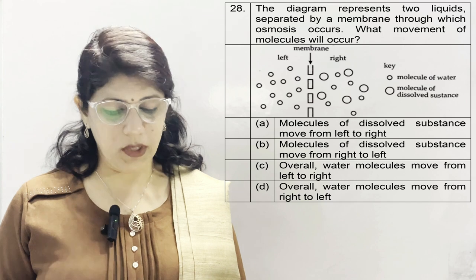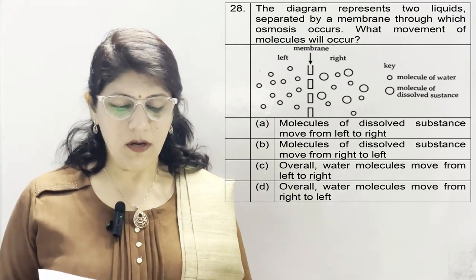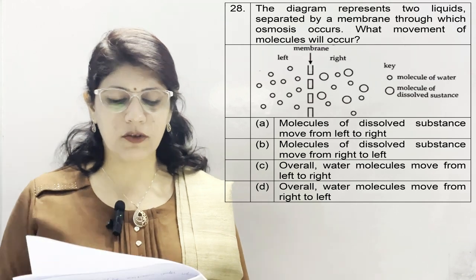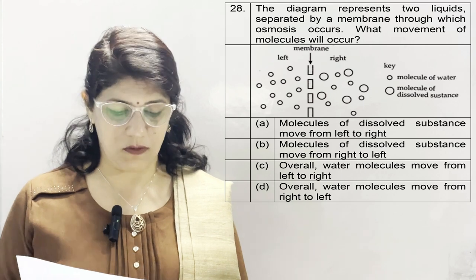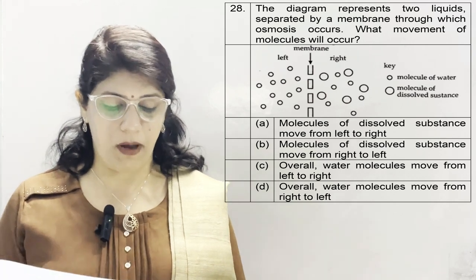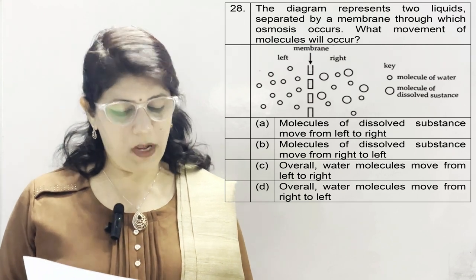What movement of molecules will occur? The left hand side is given, the right hand side is given, and in the key it is given that the small ones are molecules of water and the bigger ones are molecules of dissolved substances. And in the center there is a membrane. A option is molecules of dissolved substance move from left to right.